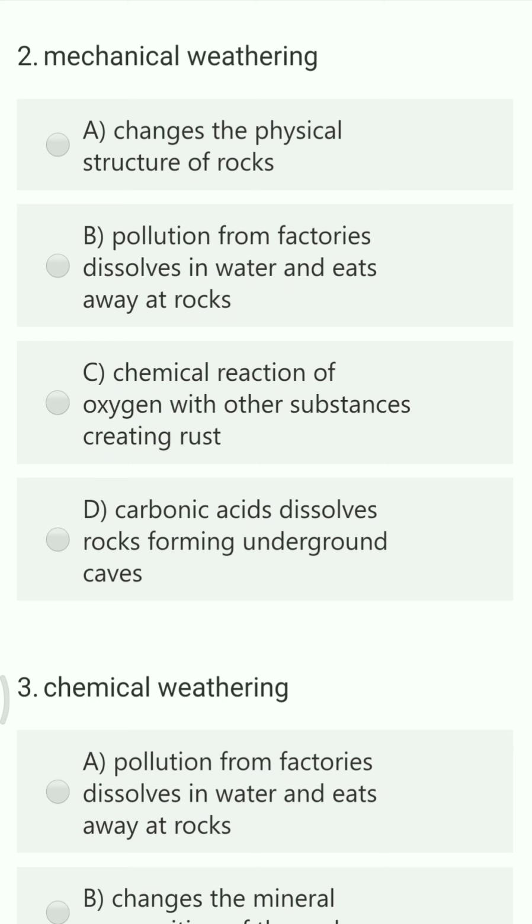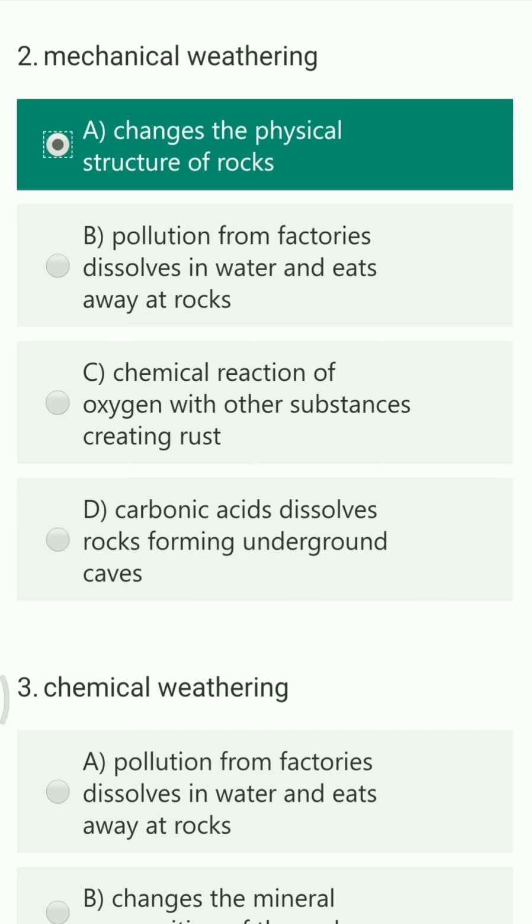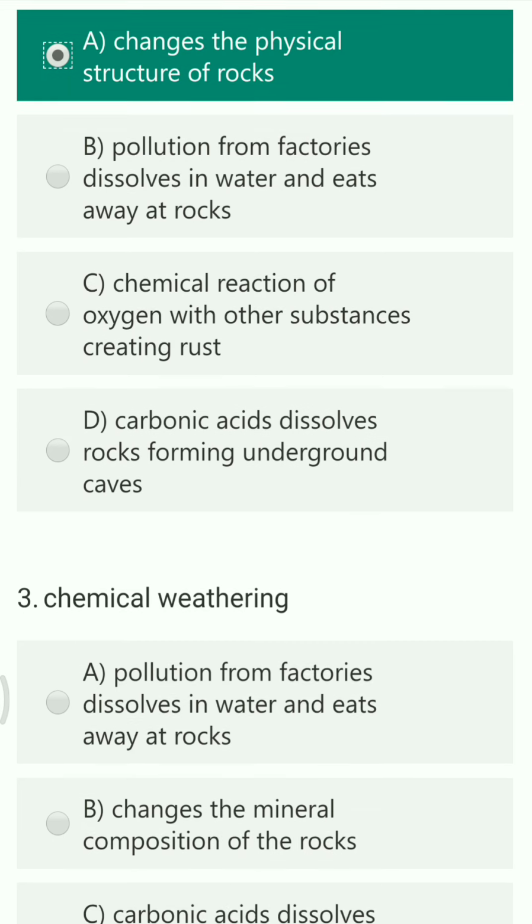Second question is, what is mechanical weathering? It changes the physical structure of the rock. Pollution from factories dissolve in water and eats away the rock. Chemical reactions of oxygen with other substances creating rust, and carbonic acid dissolves rock forming underground caves. Now mechanical weathering is a process of physical change in your rock. You cannot see any chemical activity or any type of acid present in it. So the first option is exactly correct.